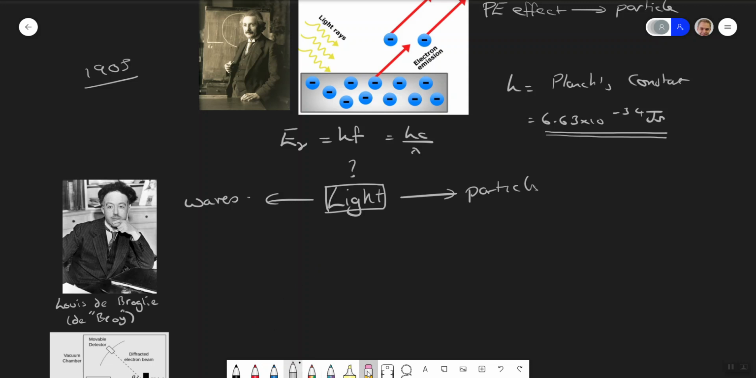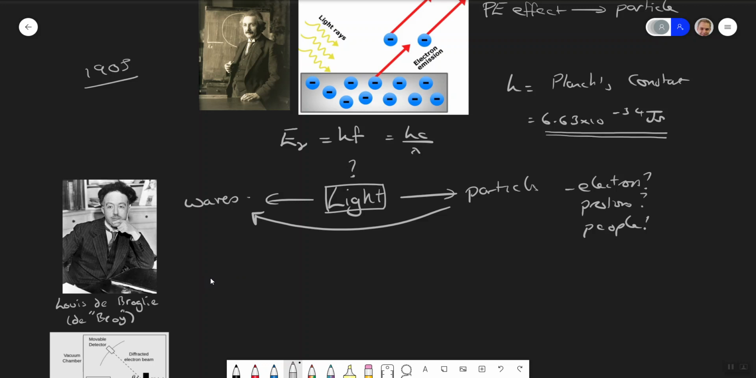Maybe it's actually slightly more fundamental, that in reality particles can also sometimes behave as waves. What about things like electrons or protons or people? Physics often works on this idea of symmetry. So if you can get waves such as light behaving like particles, why can't you get particles behaving like waves?